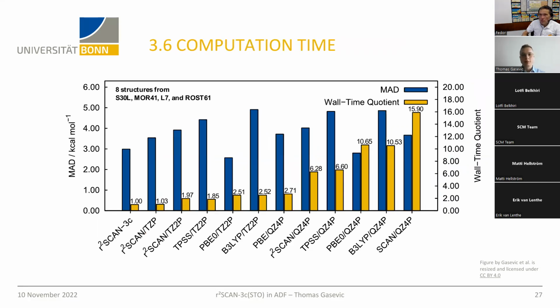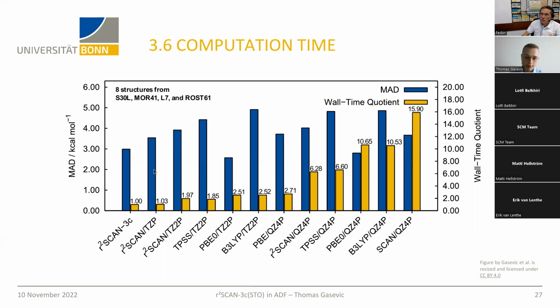All right, so now I also want to show you some computation times. For this, we just took A structures from these benchmark sets and calculated the MAD, which I show you in blue. And I'm also showing you wall time quotients in yellow, which are just the wall times divided by the wall time of r2SCAN-3c.